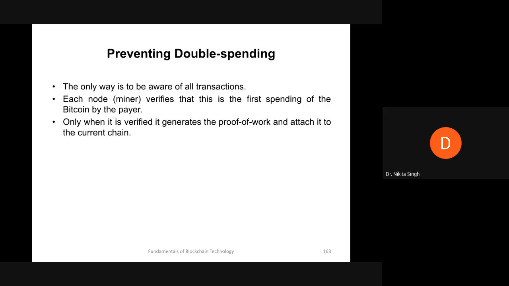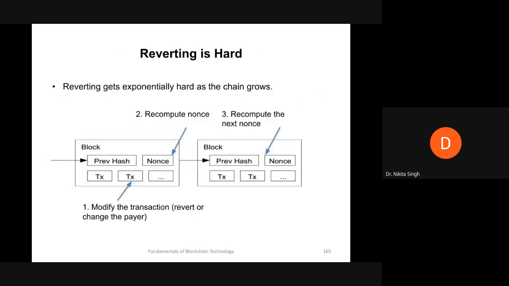So the miner is able to verify, or even another node is able to verify, that this is my first spending of the Bitcoin as a pair. So this is how you prevent double spending. Next, we see that reverting is hard.